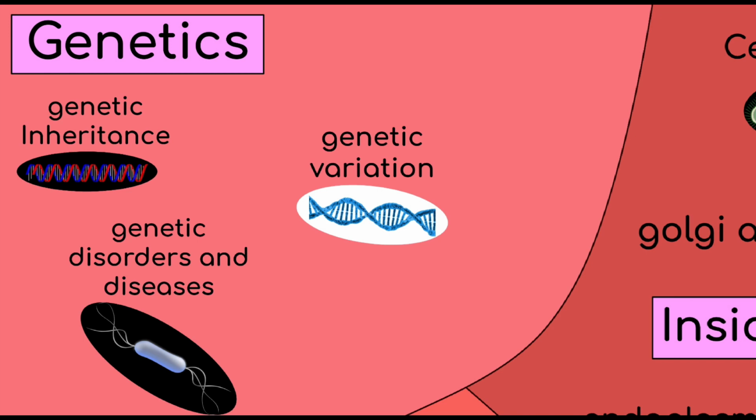1. Genetic inheritance: studies how traits and characteristics are passed from one generation to the next through genes. 2. Genetic variation: examines the diversity in genetic makeup within a population and explores factors contributing to genetic differences among individuals. 3. Genetic disorders and diseases: investigates the role of genetic mutations and abnormalities in causing hereditary conditions and diseases, leading to advancements in diagnosis and treatment.